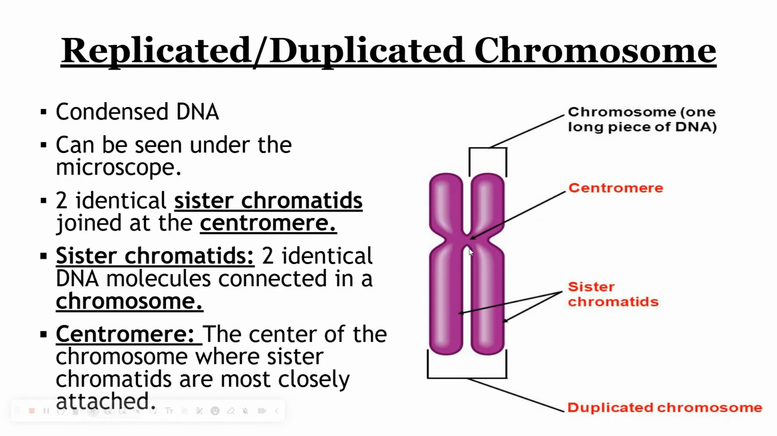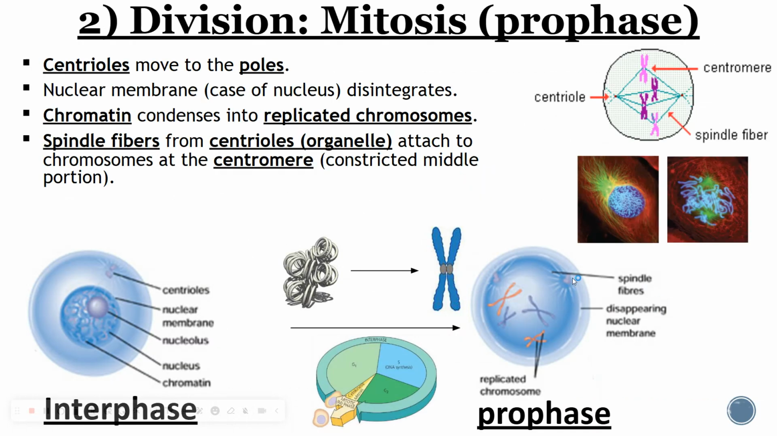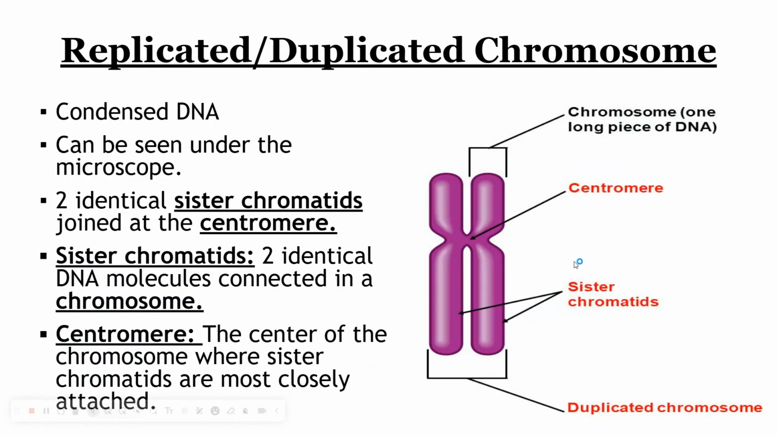Before we go into the next phase in more detail, I do want to talk about the idea of the replicated or duplicated chromosome. So when we see the chromosomes first form, they are in this replicated format. It's basically just very condensed DNA wrapped around protein. And you can actually see these under the microscope because they're nice and thick. If we go back here, we have thick chromosomes, so you can see them under the microscope, whereas in interphase, it was smooth, so you couldn't see those.